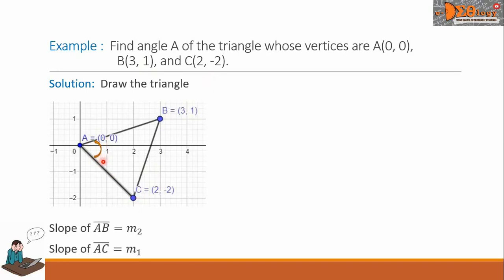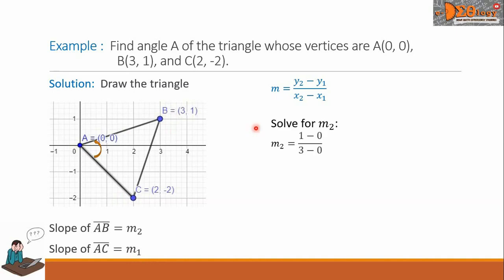It means to say, the slope of this side AB will be our m sub 2, and the slope of this side AC will be our m sub 1. Again, it means to say, our side AC is our initial side, and the side AB is the terminal side. Now, given the points, we can compute for the respective slopes using our formula here.